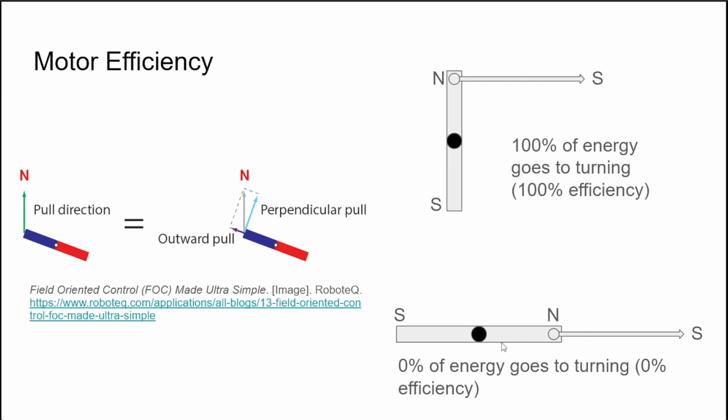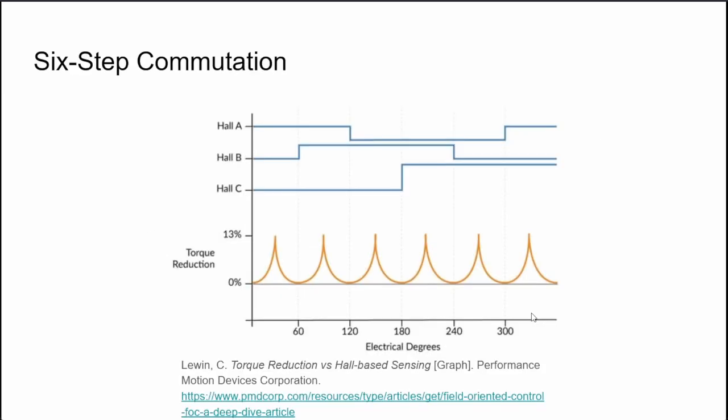However, when the rotor is completely aligned with the direction we're pulling, it doesn't matter how much we're pulling it, we won't be turning the motor. And of course this is true for pushing it as well. So now that we know how motors work and what we want to optimize, let's take a look at one basic way of moving motors called 6-step commutation.